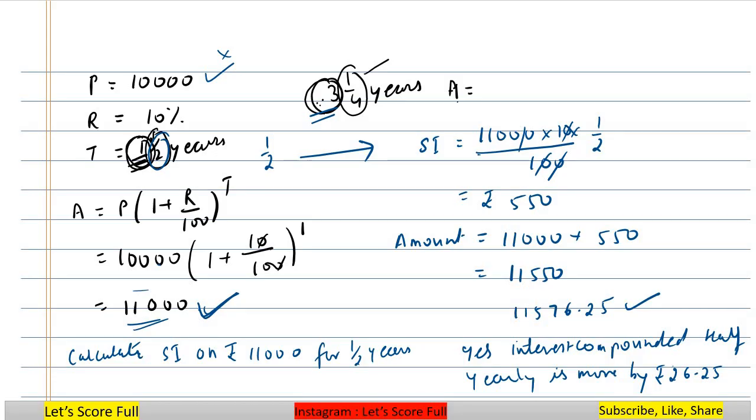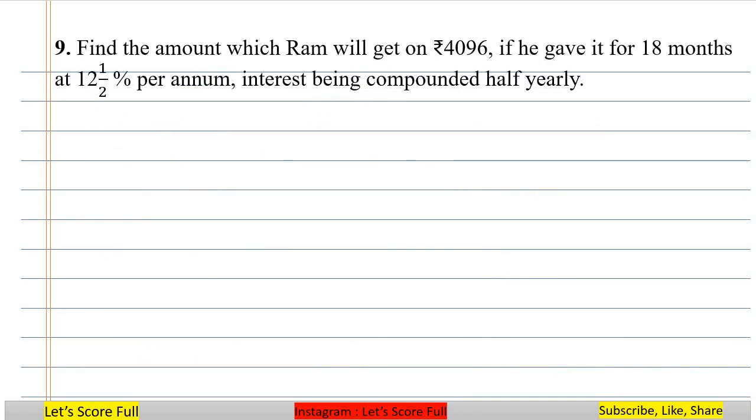Okay? Let's move to the next question. Question number 9 says, find the amount which Ram will get on rupees 4,096. Means the principal they have given is rupees 4,096. If he gave it for 18 months, okay, this is the principal, and the time period they have given is 18 months. It is in months.